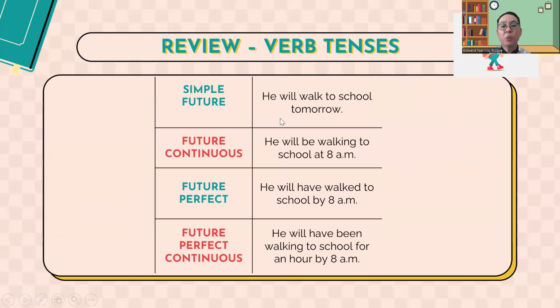Simple future, he will walk to school tomorrow. Future continuous, he will be walking to school at 8 a.m. Future perfect, he will have walked to school by 8 a.m. And the future perfect continuous, he will have been walking to school for an hour by 8 a.m.